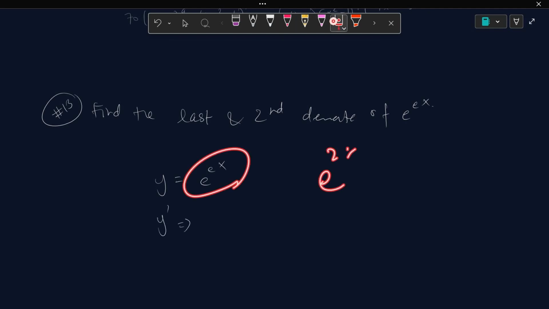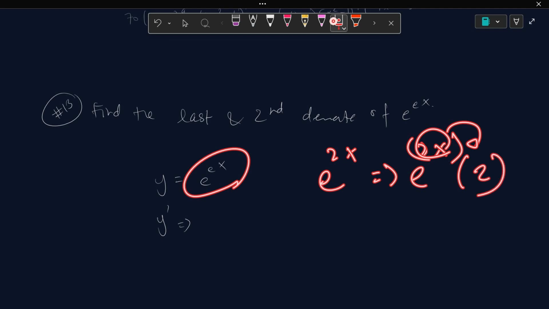So if you have e to the 2x, the derivative of this is e to the 2x and then times the inside function, which is 2x, right? So that is basically 2. So this should be it for e to the 2x.